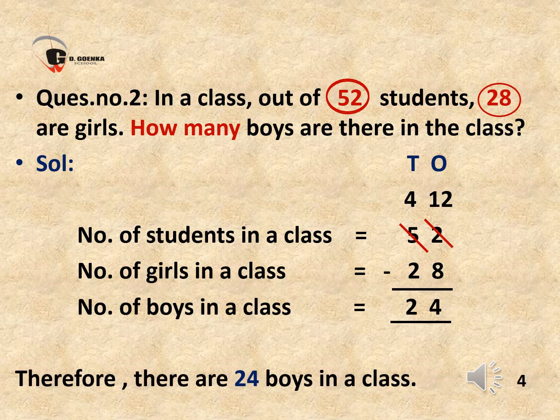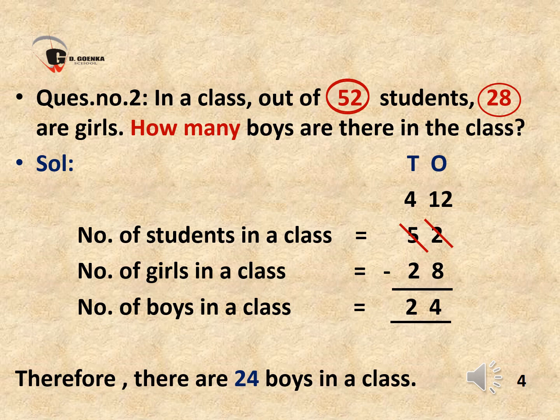Number 2. In a class, out of 52 students, 28 are girls. How many boys are there in the class? Let's read it again. In a class, out of 52 students, 28 are girls. How many boys are there in the class? So what we'll do first, we will underline or highlight our keyword, which is how many, and then circle our numbers, that is 52 and 28.